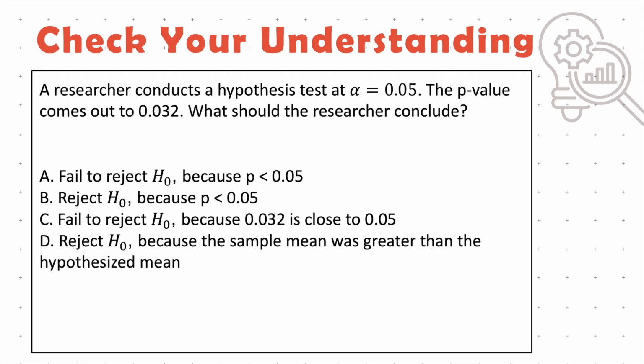The last few slides here are just to check your understanding for these. So if you want to pause and work through these, you can check your understanding and I'll go through the answers with you. So in this one, if the p-value is 0.032, we should reject the null hypothesis, and so the correct answer would be B.